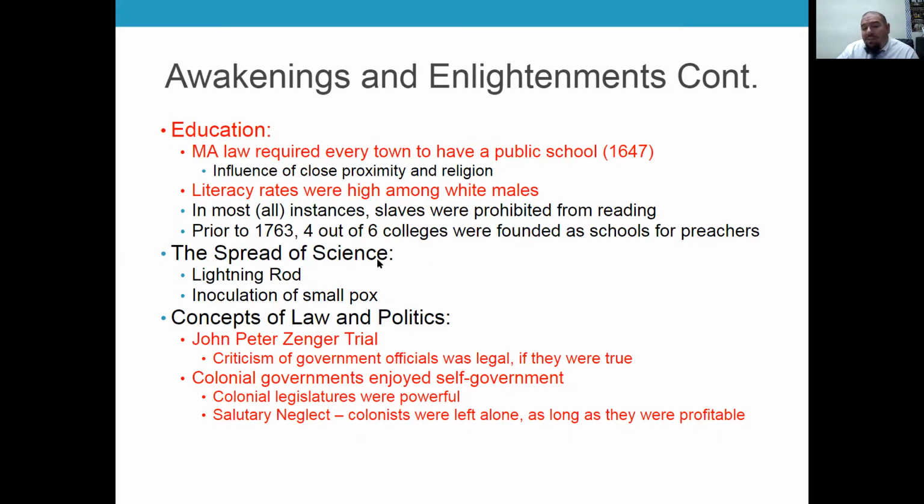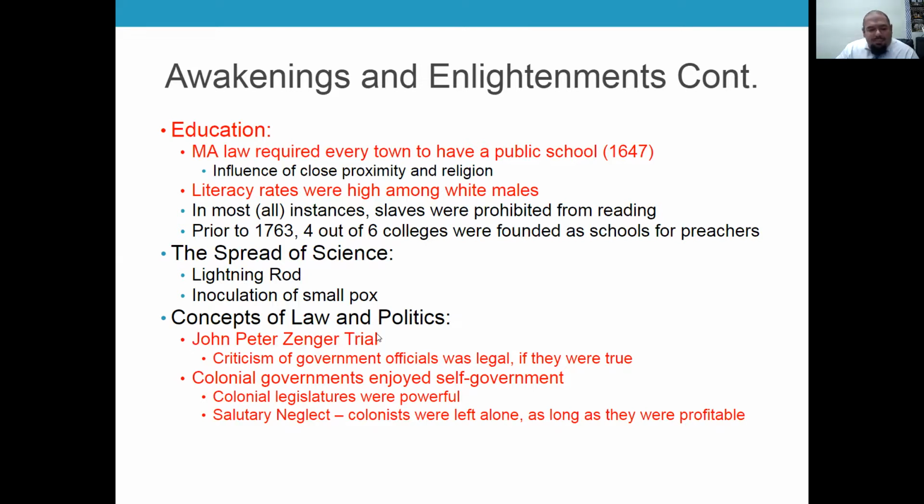The spread of science from the Enlightenment is going to emerge here. Your boy Ben Franklin and his lightning rod. The inoculation of smallpox, trying to stop the spread of smallpox among the colonists, because smallpox to natives, it killed them. Then you have concepts of law and politics.